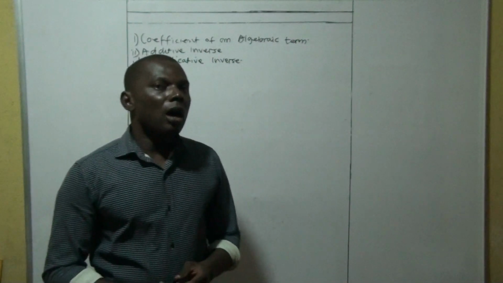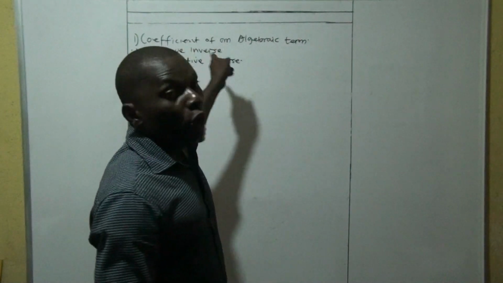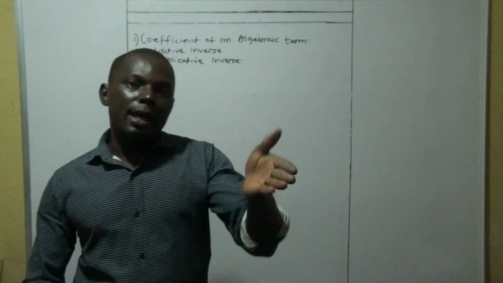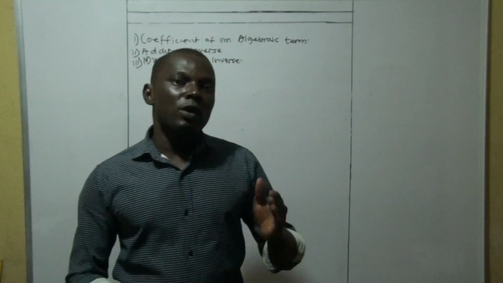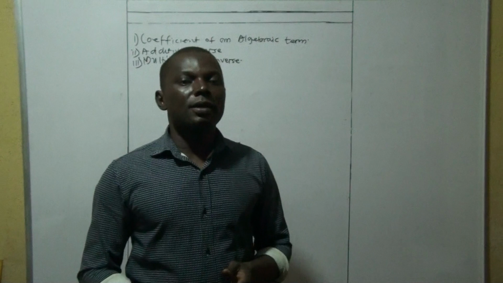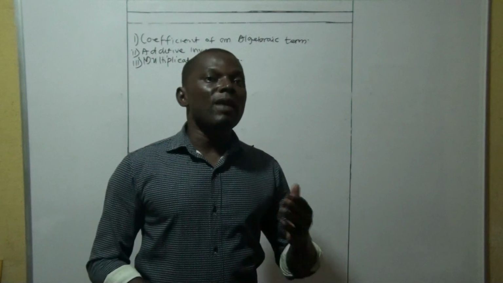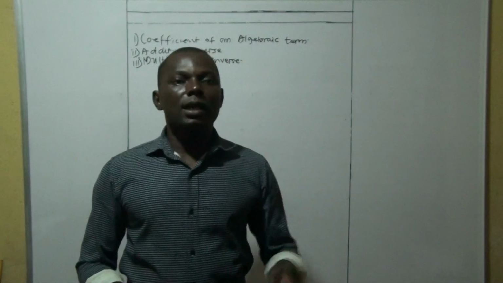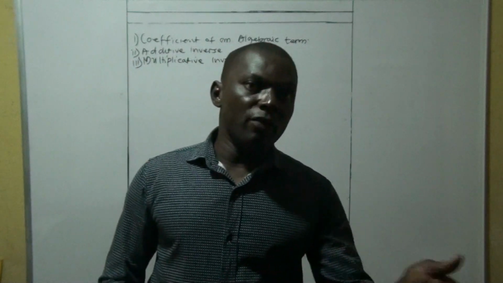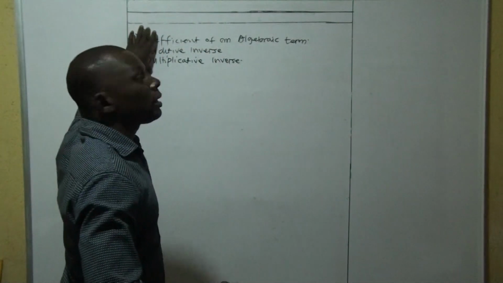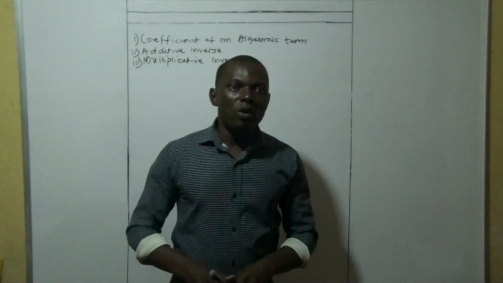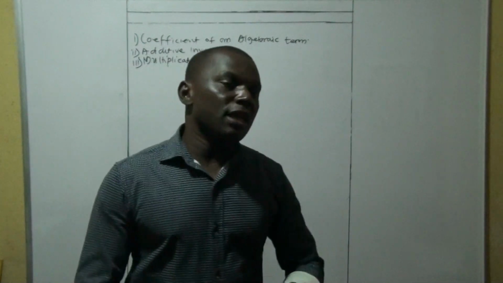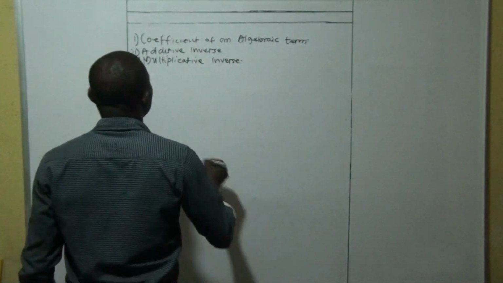comprises the coefficient of an algebraic term. We're going to look at the meaning of coefficients of an algebraic term. We're going to look at additive inverse as well as multiplicative inverse. Those are the things we're going to look at here. They are very key, especially when you are handling the algebra process. So first, let's look at the meaning of coefficients.